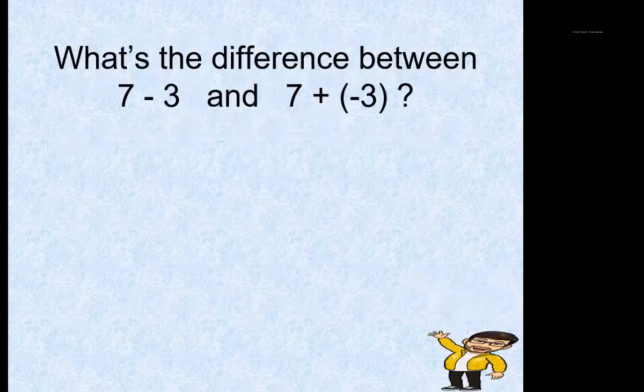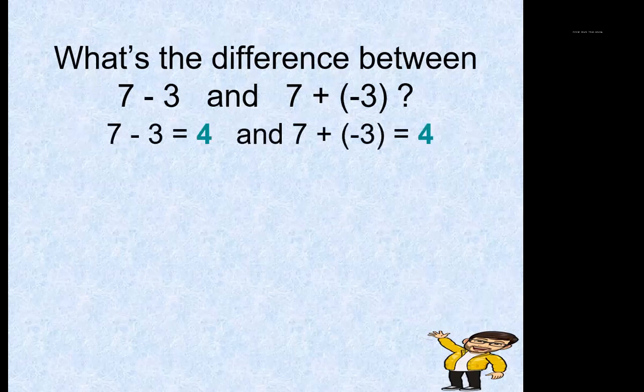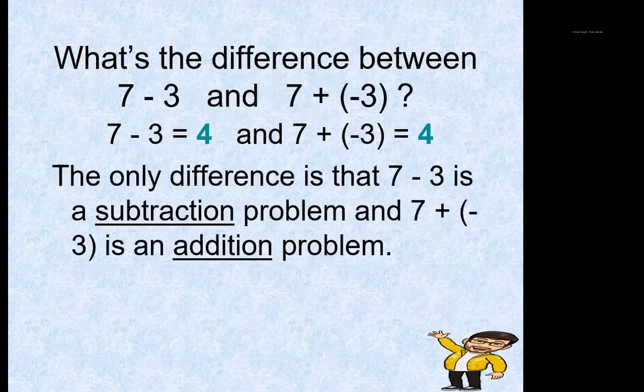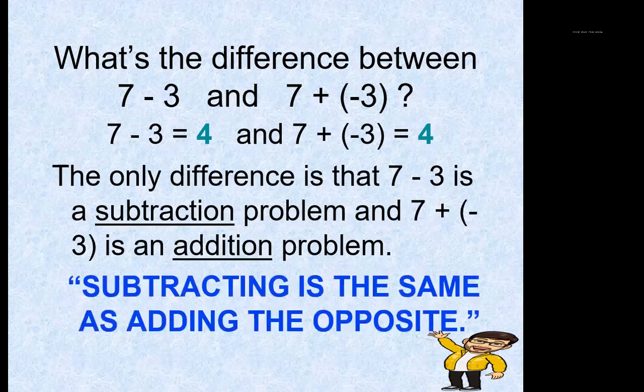So, what's the difference between 7 minus 3 and 7 plus -3? Ano yung pagkakaiba ng dalawa? Ang una, 7 minus 3 equals 4 and 7 plus -3 equals 4. So, magkatulad sila ng sagot. Ang pagkakaiba lang nila, 7 minus 3 is a subtraction problem and 7 plus -3 is an addition problem. Subtracting is the same as adding the opposite. Sa pag-subtract daw po, ay parang nag-a-add lang tayo ng opposites.